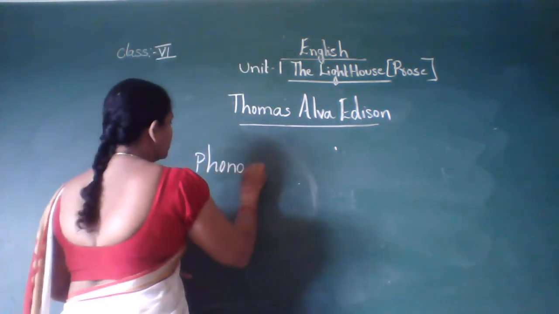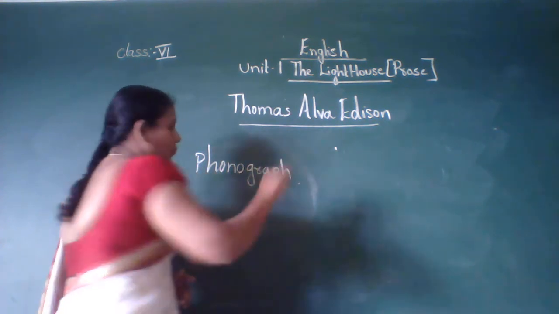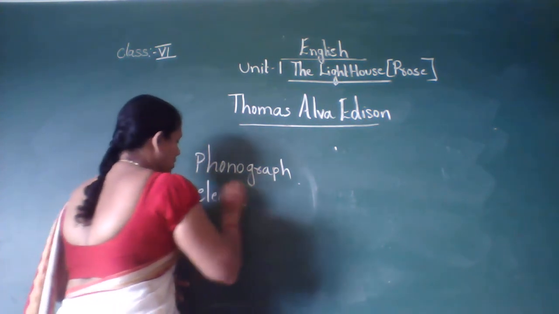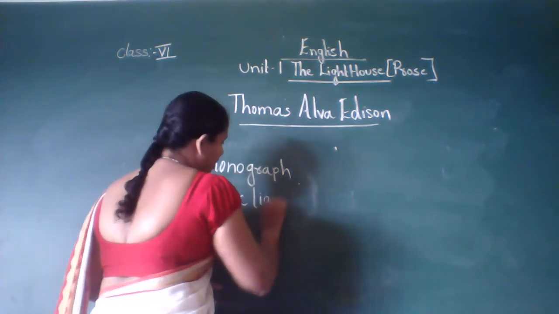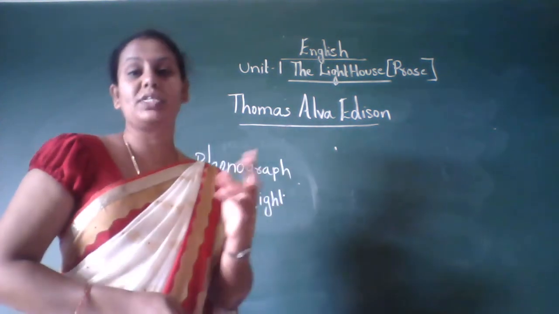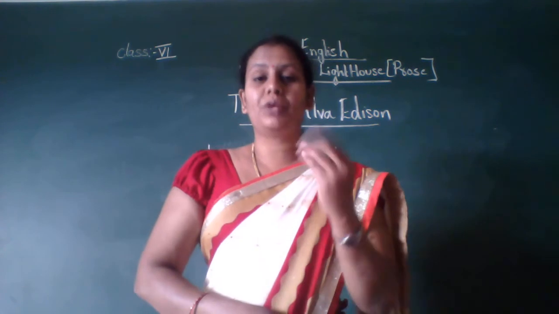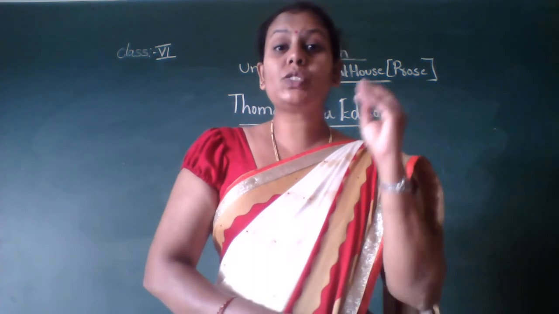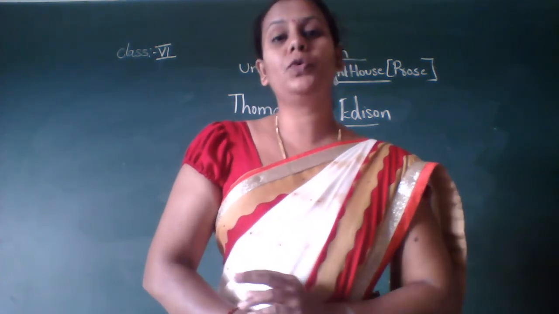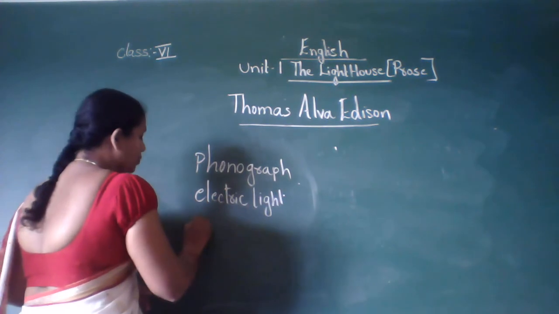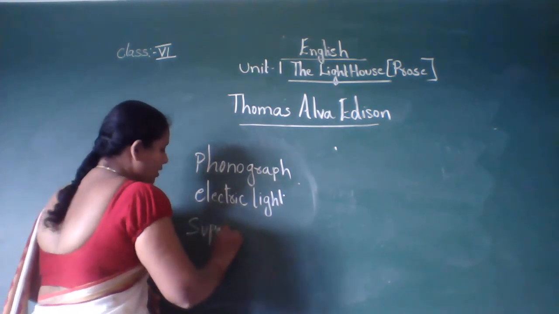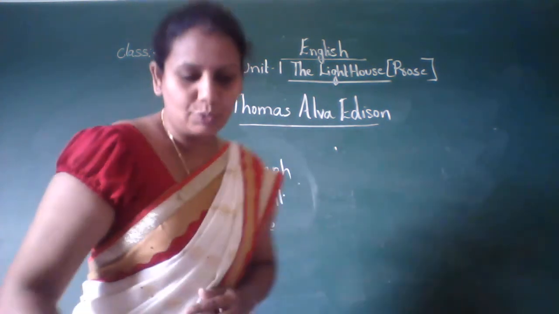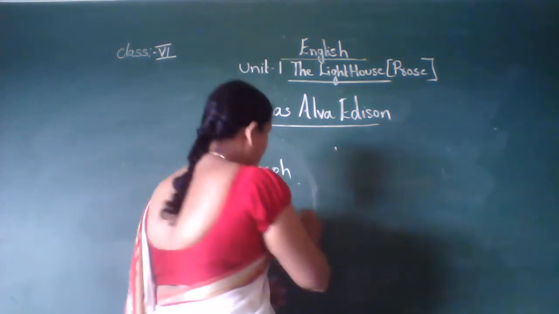Phonograph, so phonograph, then electric light. Electric light, what we are using now, electric bulb or electric light, this was invented by Thomas Alva Edison. So electric light with wires, sockets, pins, all that he invented. A super storage battery and movements work of you. So he invented phonographs, electric bulb, super storage battery.